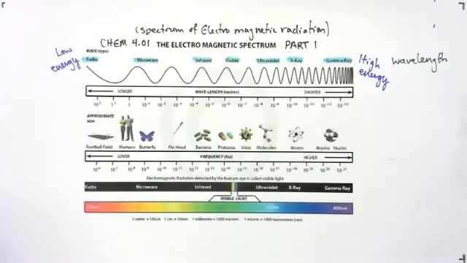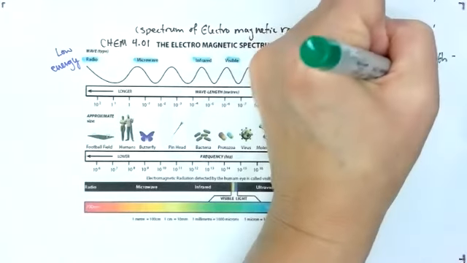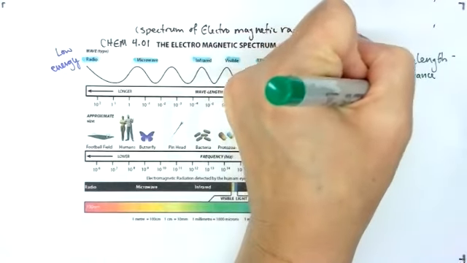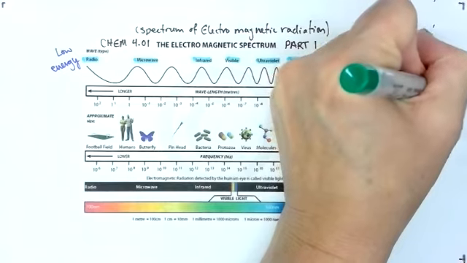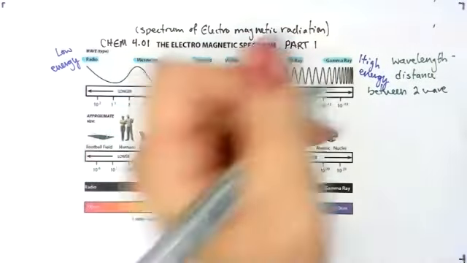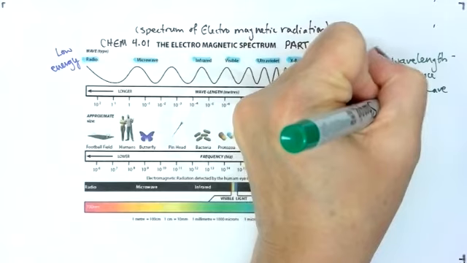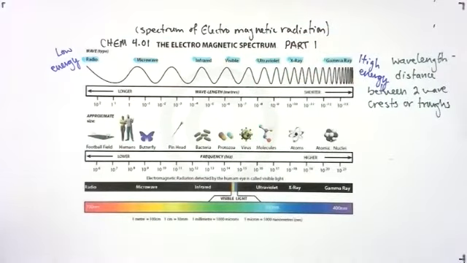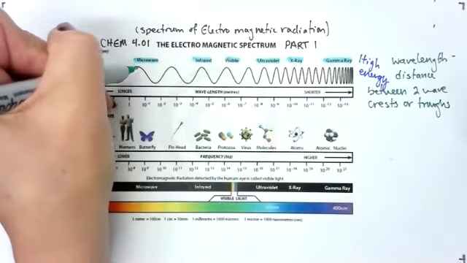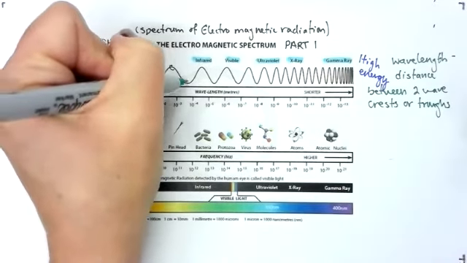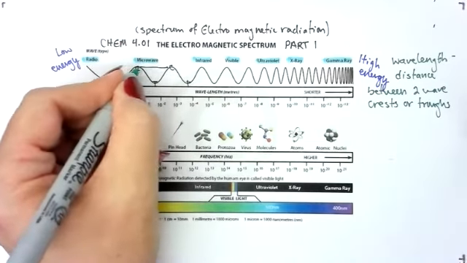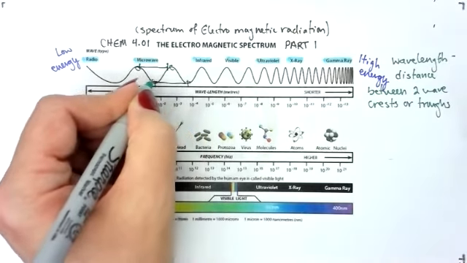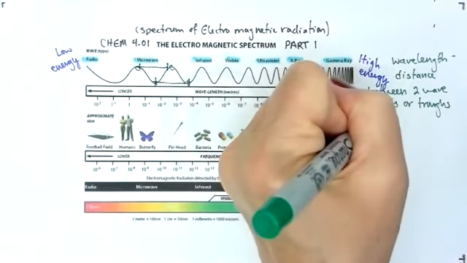Wavelength is the distance between two wave crests or troughs. These are crests. I've got a crest here, a trough here, a crest here, a trough here. And so this distance here would be one wavelength. Or we could look at that as one wavelength.